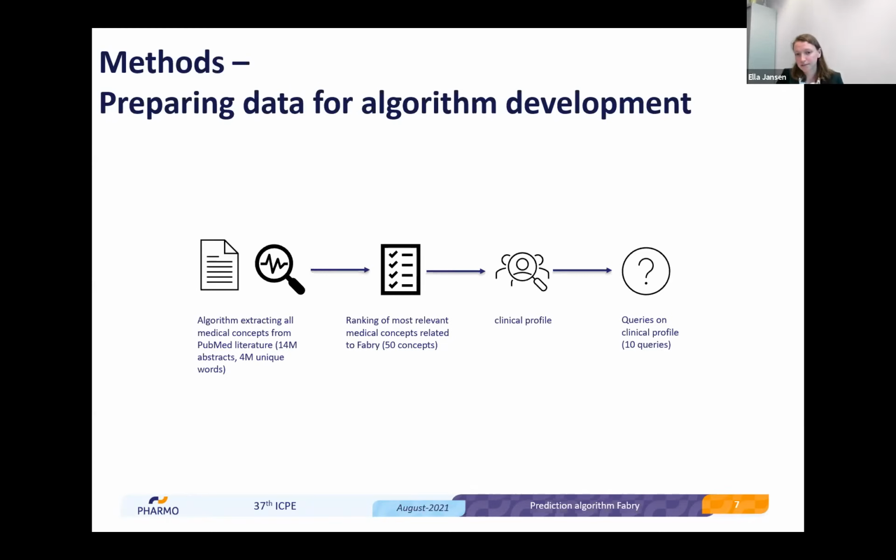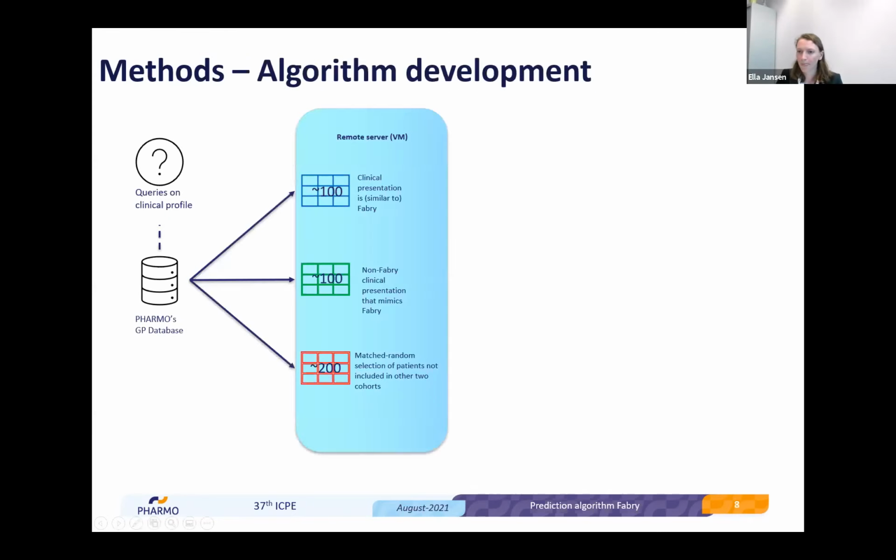And from this, disease-specific queries were produced that were run over the GP database to make the small and specific training sets that match the clinical profile that we're looking for. And this is what you see depicted here. So the first training set included patients whose clinical presentation matches the clinical profile well. So patients that have or would be likely to have Fabry based on the mentionings in their EHR. Then the second training set included patients that mimic Fabry, but likely aren't the patients that we're looking for.